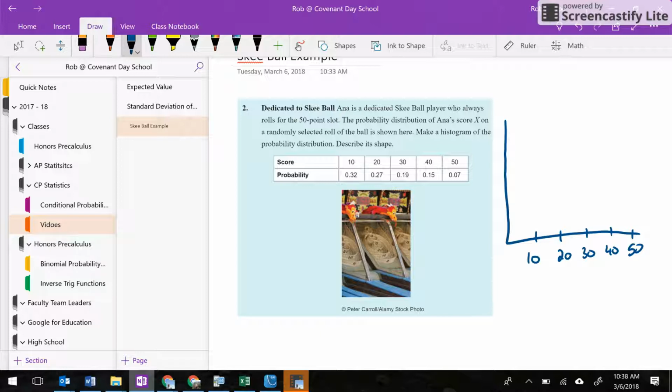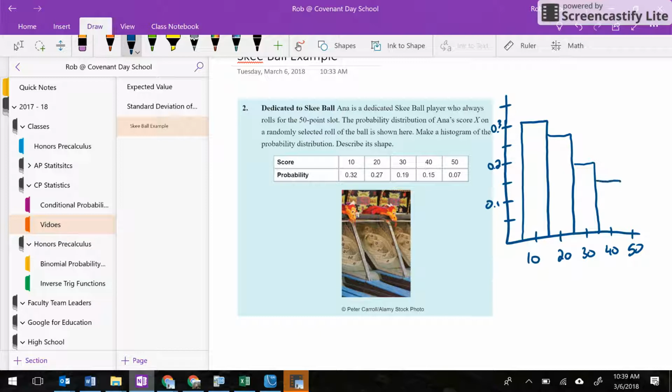And the highest we're going up is 0.32. So I'm going to go 5, 10, 15, 20, 25, 30, 35. 0.3, 0.2, 0.1. So for 10, I'm going to go up to 0.32. For 20, it's 0.27. 30 is 0.19. 40 is 0.15. And 50 is 0.07.